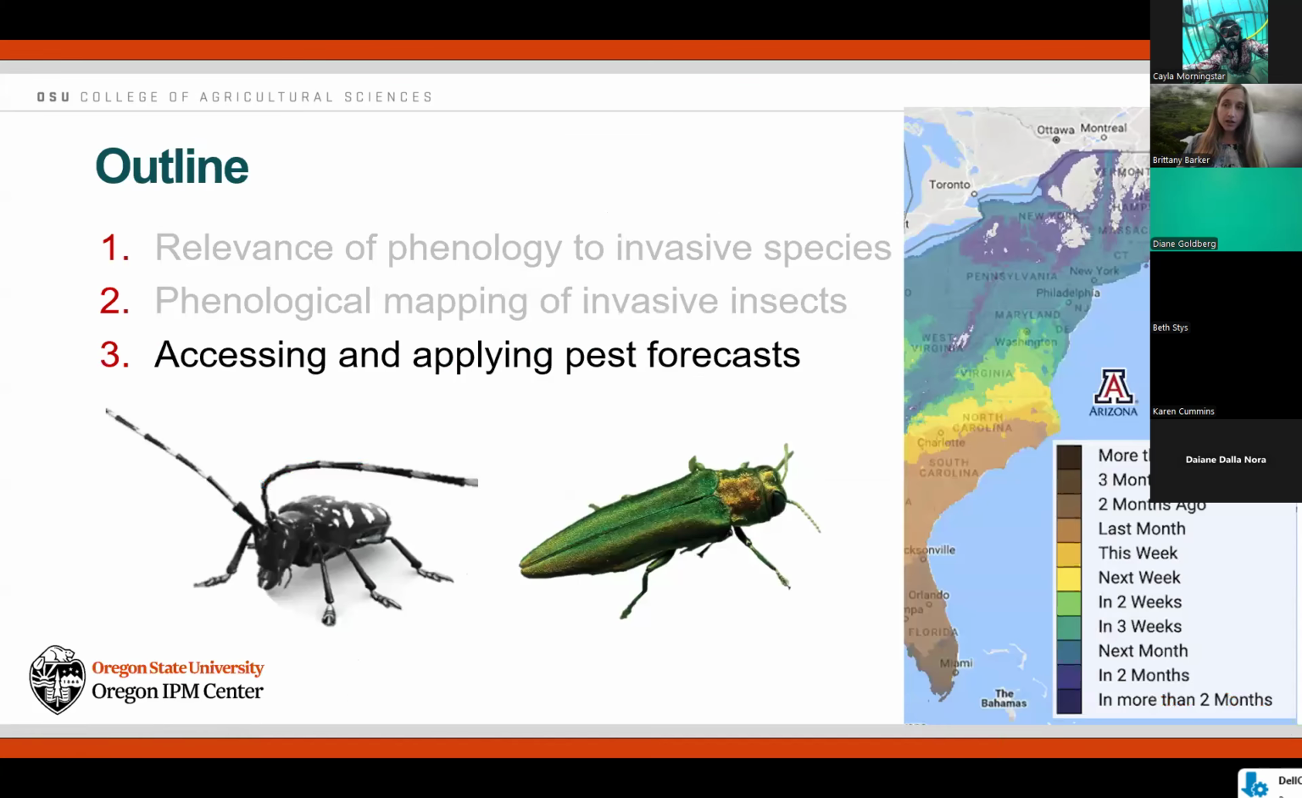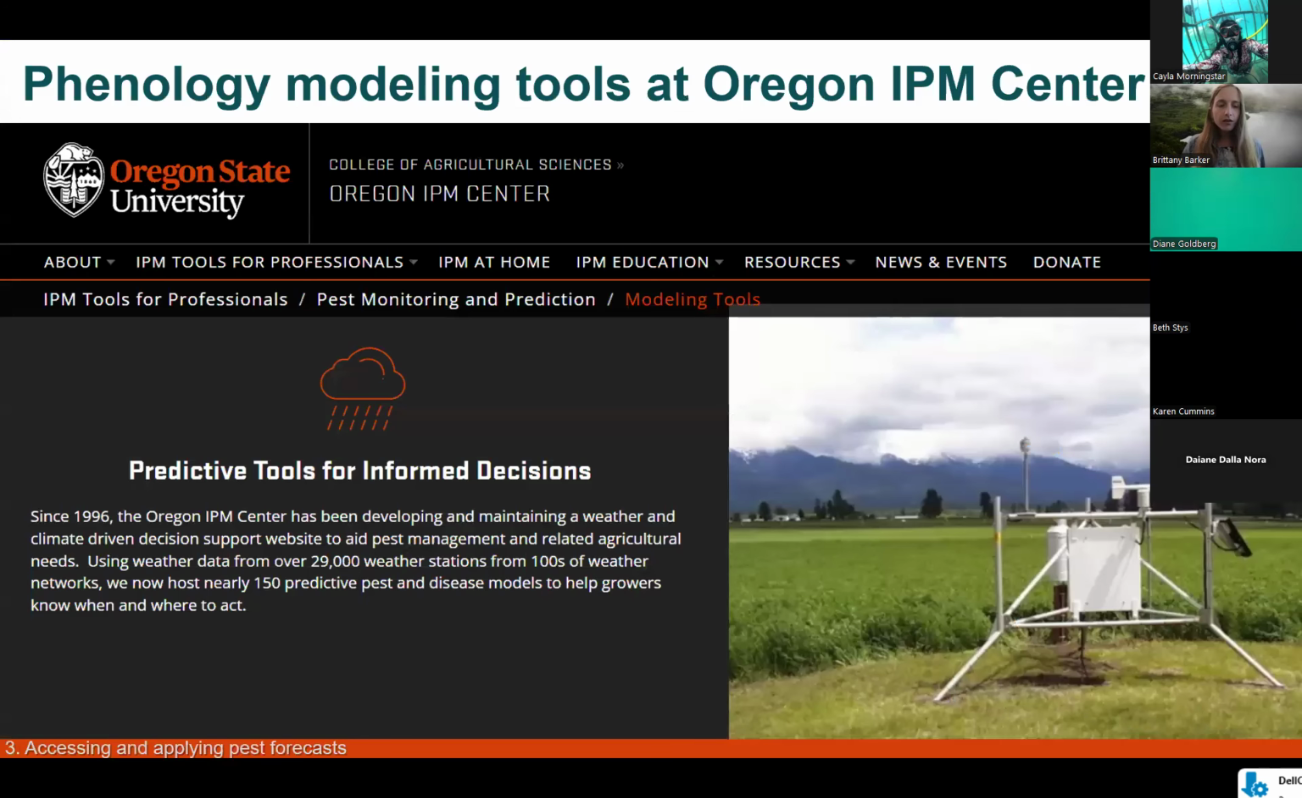Okay, so now I'm going to provide some more specific examples using invasive insects that are particularly problematic for the Southeast region in the United States, and also for the United States in general, right? But I'm focusing on the Asian longhorn beetle and emerald ash borer, which are both present in parts of South Carolina and also the Southeast in general.